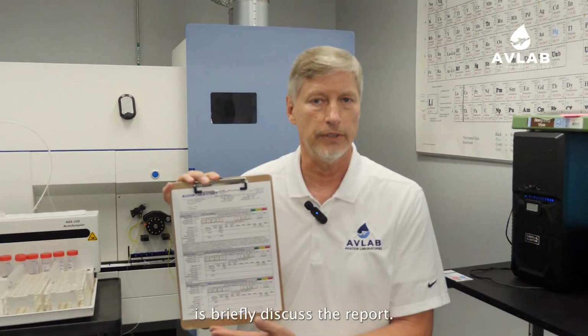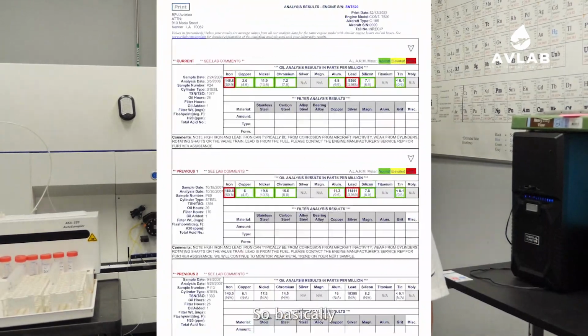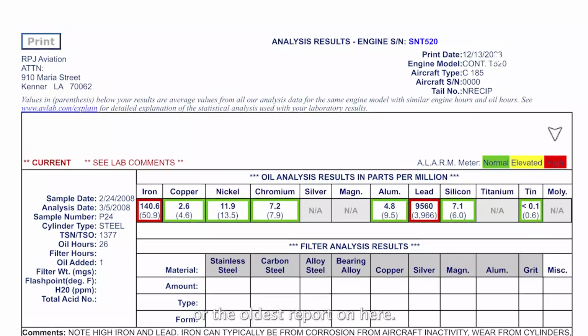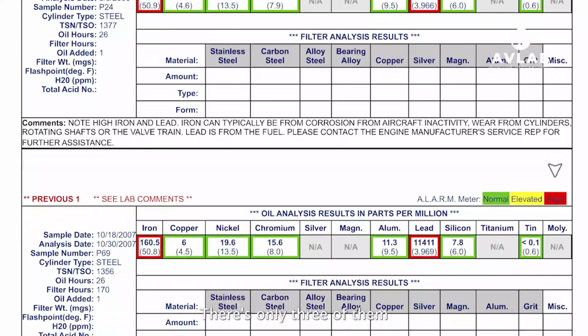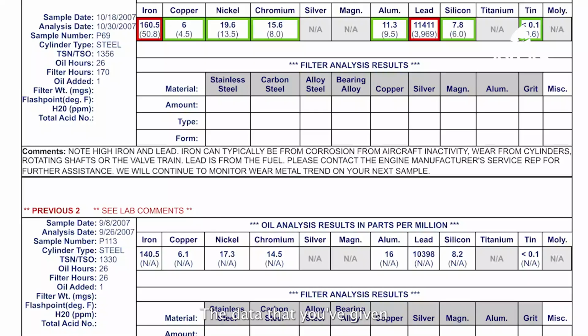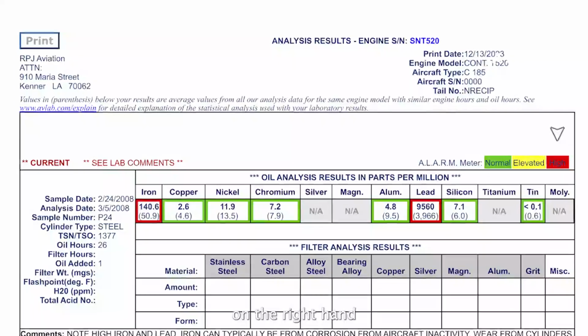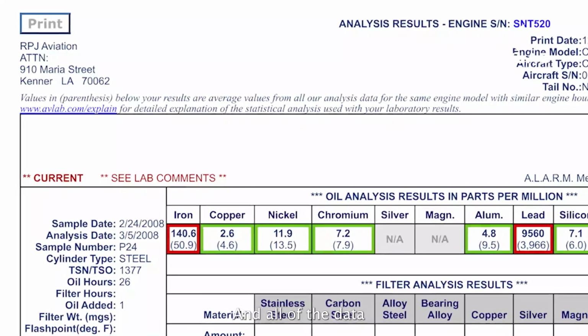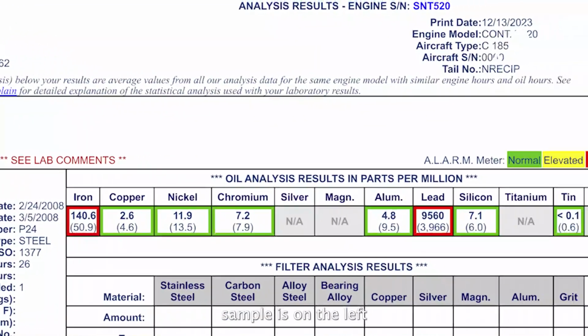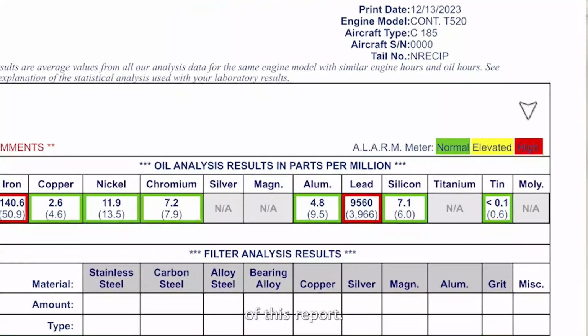What I'd like to do is briefly discuss the report. Basically we have the newest report to the oldest report on here. There's only 3 of them on here, and each of the reports is unique. The data that you've given us is over here on the right hand side of the report, and all of the data that we've gotten from the oil sample is on the left or the middle part of this report.